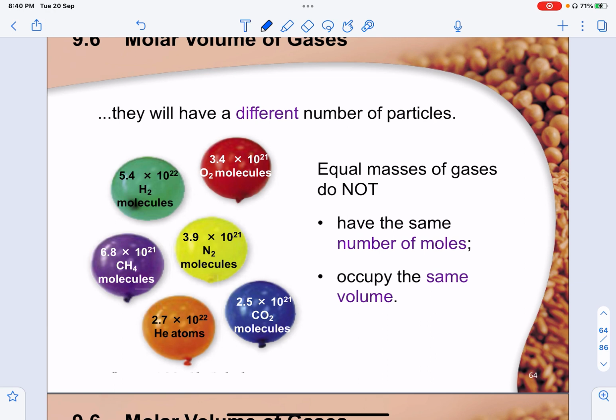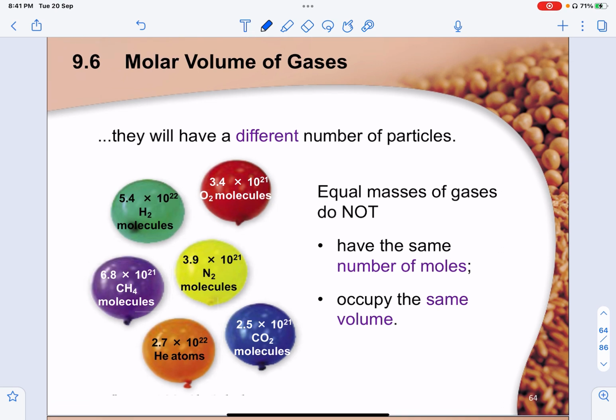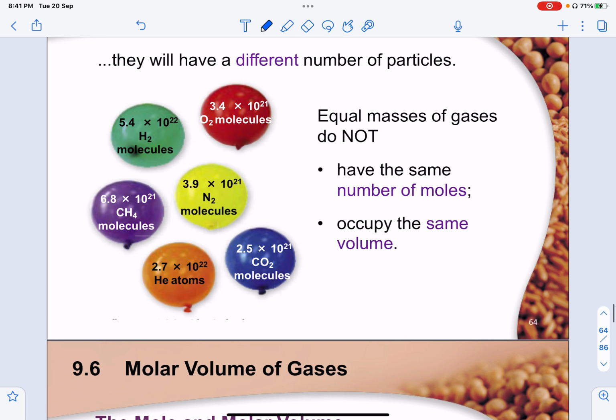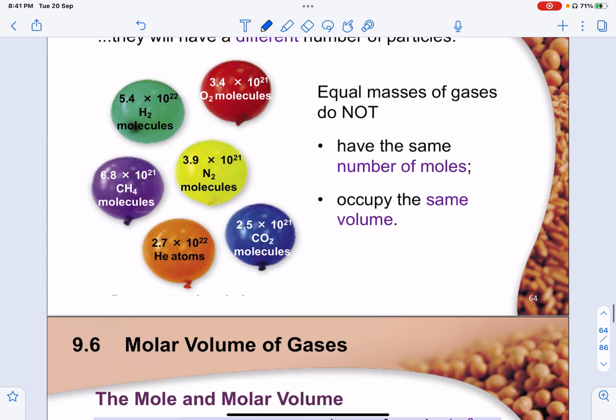Hence, they may not have the same number of particles. Okay. So the key thing is they do not have the same number of moles, and therefore they do not occupy the same volume of the molecules.